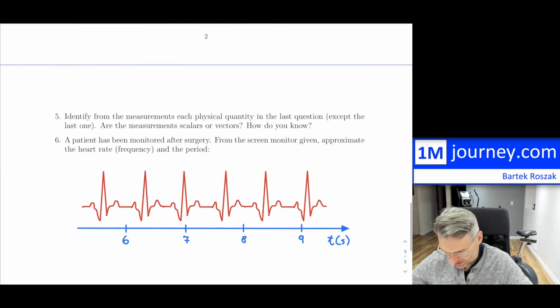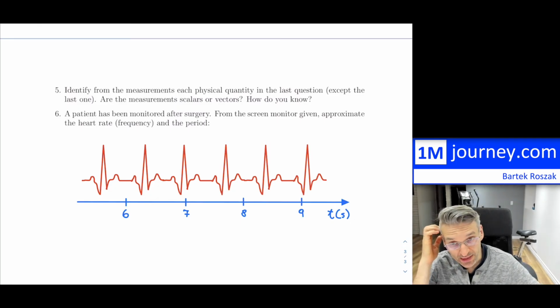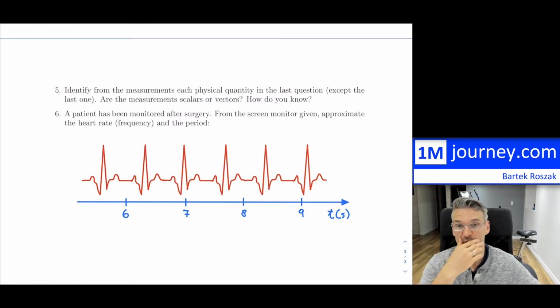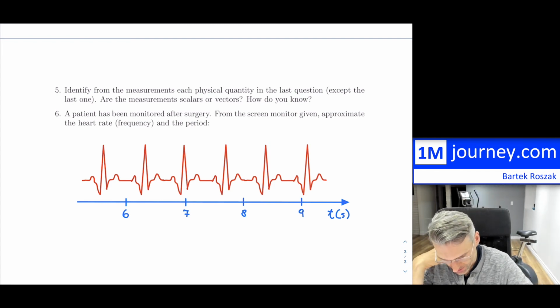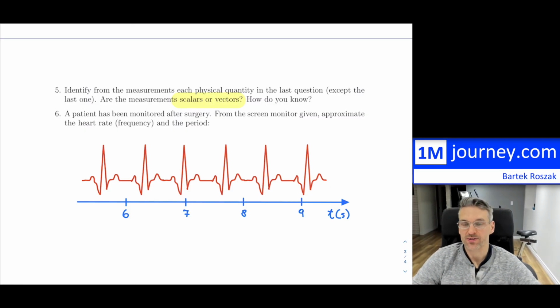So it's a nice little quiz here as we're going along. Number 5, identify from the measurements each physical quantity in the last question, except the last one. Are the measurements scalars or vectors? Okay, so, scalars and vectors. So that's a good introductory item, right? So that's what you have.